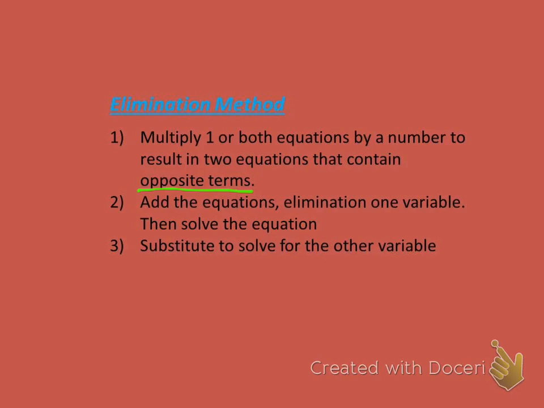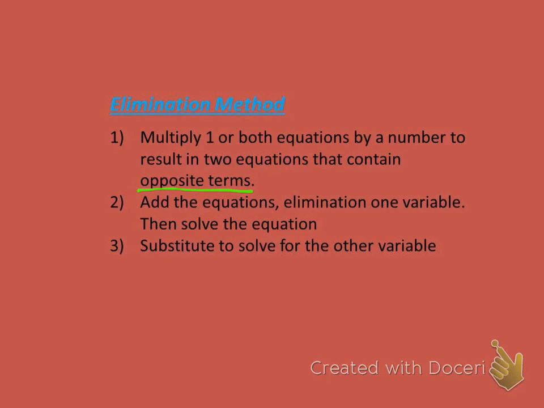Opposite terms, for example, are 2x and negative 2x. 4y and negative 4y. 18x and negative 18x. Same numbers, different signs. Those are opposite terms. Sometimes they will be given to you. Sometimes you'll have to make it happen, and making it happen is where step 1 comes in.